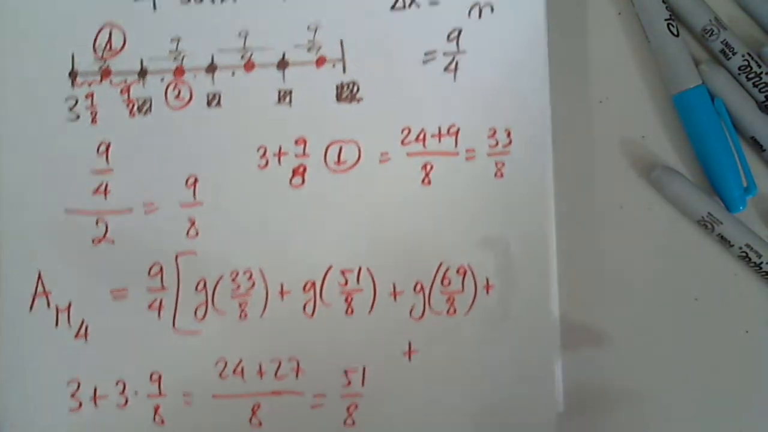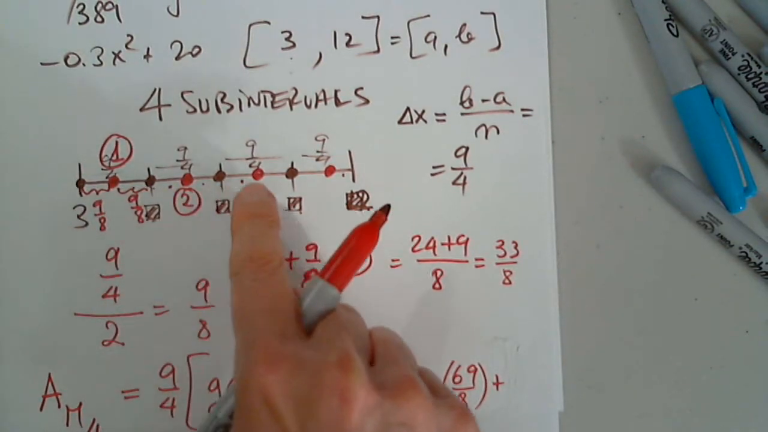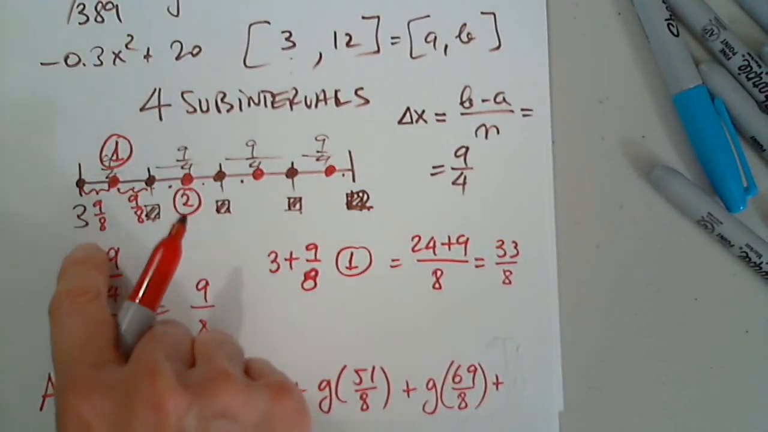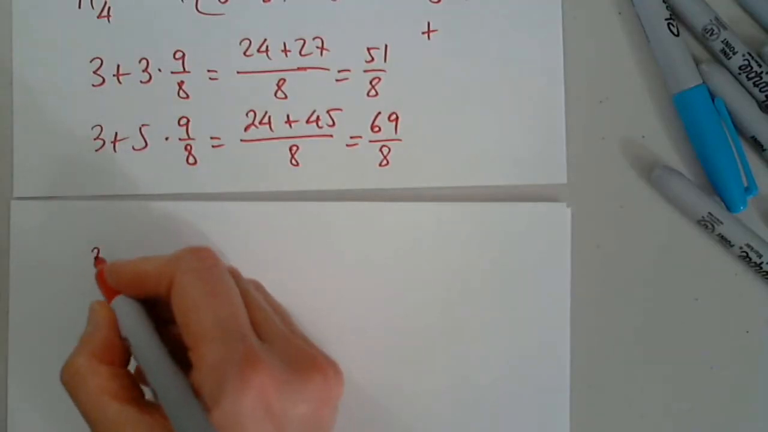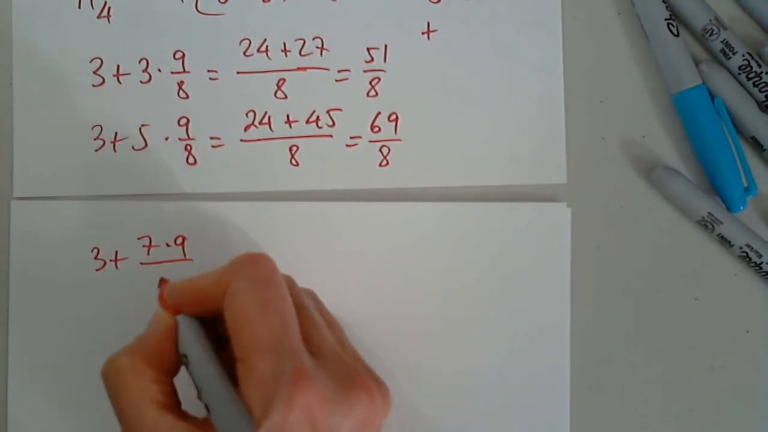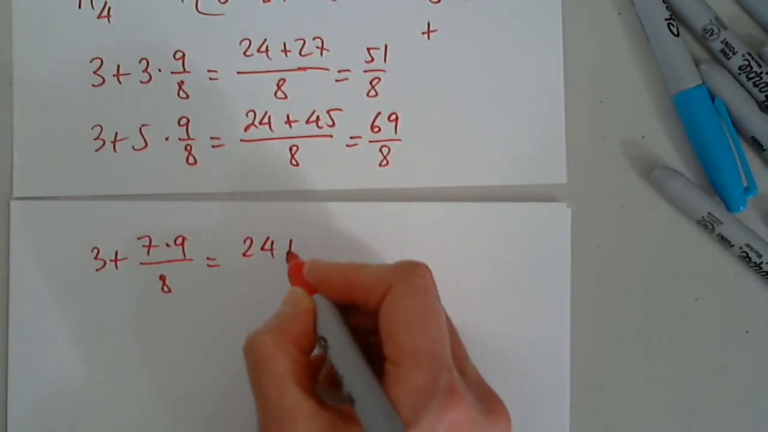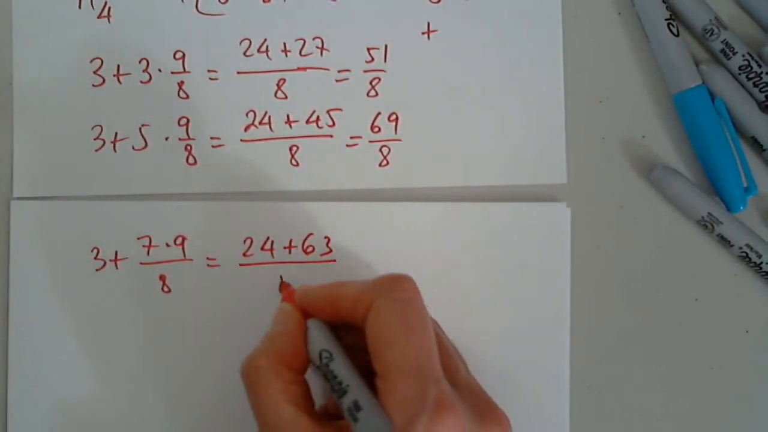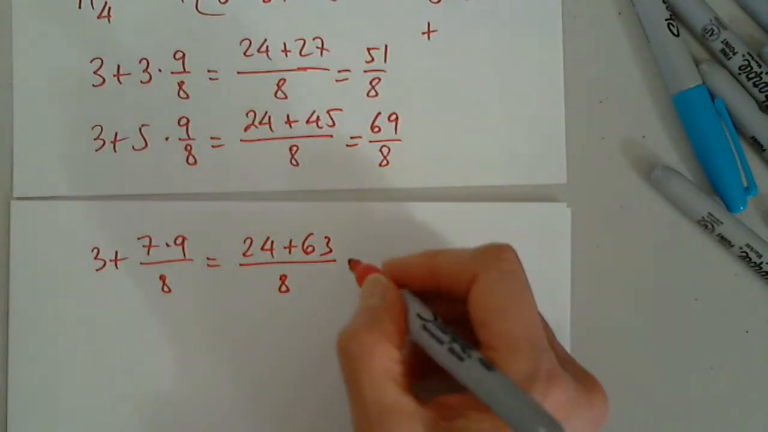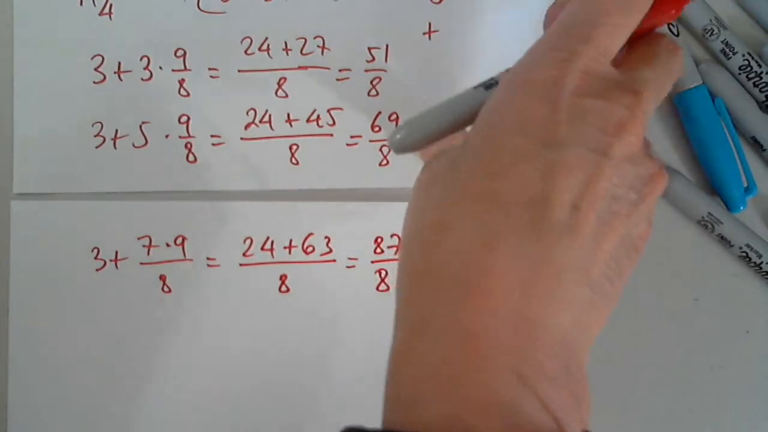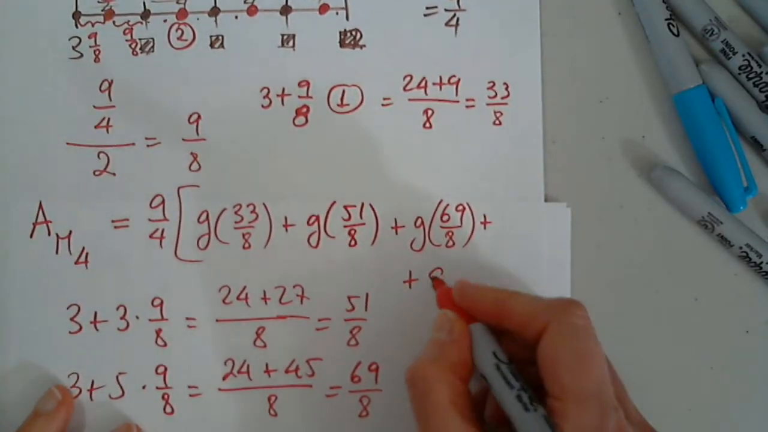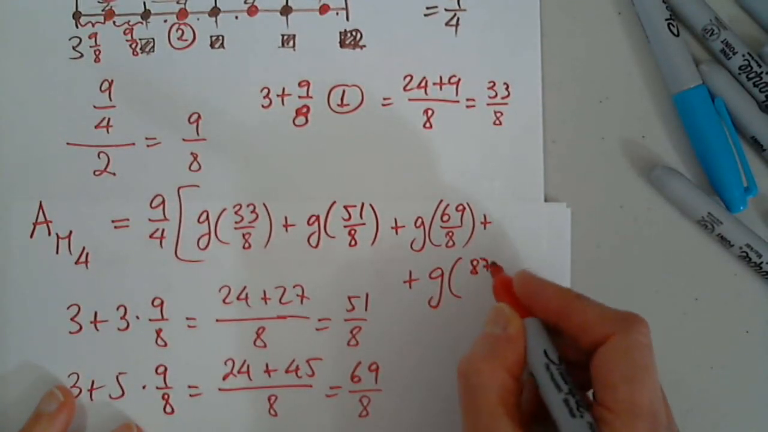Okay, so now I have to determine 1, 2, 3, 4, 5, 6, 7. So 3 plus 7 times 9 over 8. 3 plus 7 times 9 over 8 is 24 plus 63, divided by 8. Okay, what is this? So this is 87 over 8. Done. So the last one here is G of 87 over 8.